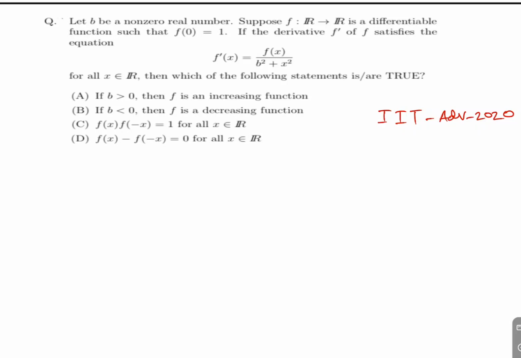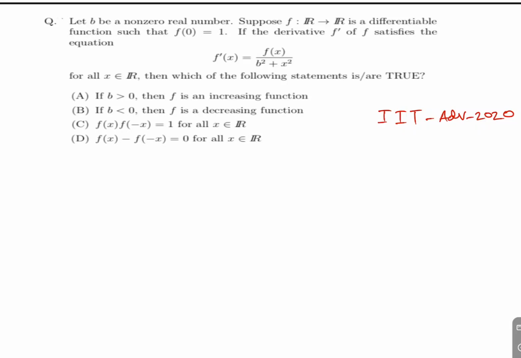Today we are going to discuss a very interesting problem from IIT Advanced 2020. Given a function f which is of the form f'(x) = f(x)/(b² + x²) and which satisfies f(0) = 1, then which of the following options are true?